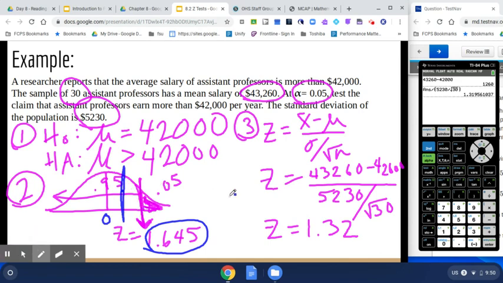So we could right now make our decision for our hypothesis test when the test statistic does not fall in the critical region. The critical region is the area that I have shaded in purple. We do not reject the null hypothesis. Okay, so we're keeping with the idea that the mean is 42,000. If the test statistic or the test value, this 1.32, fell out here in the shaded region, then we would reject the null in support of the alternative hypothesis.